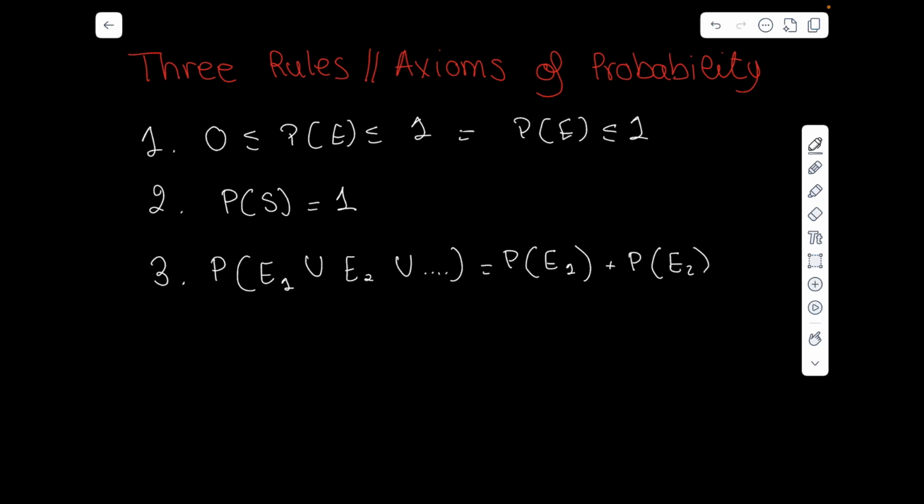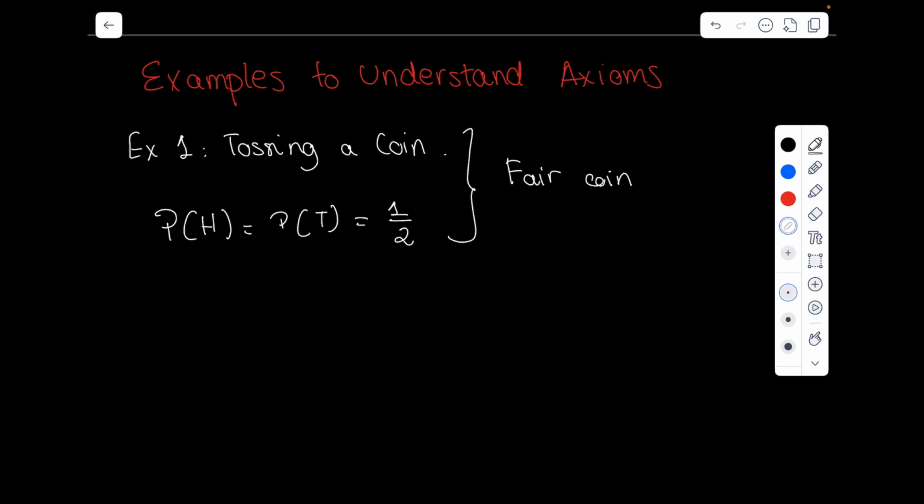For the third one, imagine we have a bunch of events that can't happen at the same time. For example, if we roll a 1 and a 2 in one single roll, then the probability of one or the other happening is just the sum of their probabilities. This rule is called countable additivity. Let's look at some examples to understand the axioms.